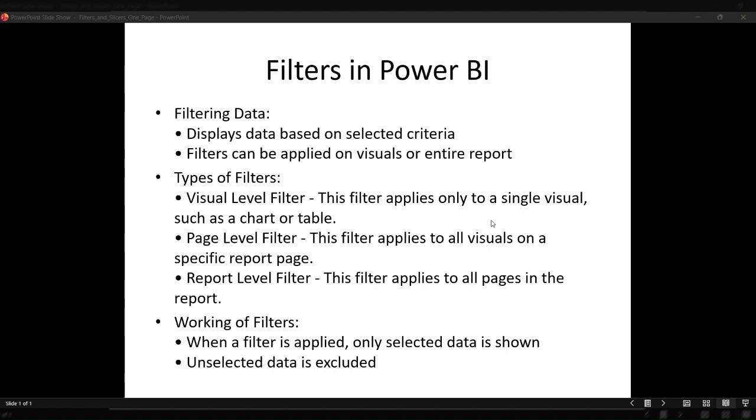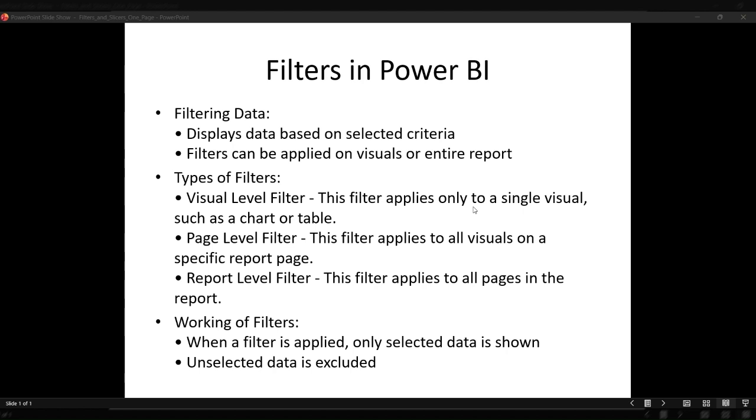Page level filter applies to all visuals on a specific report page. It is useful when you want the entire page to show filtered data. Report level filter. This filter applies to all pages in the report. Once applied, the filter affects every visual across the entire report.